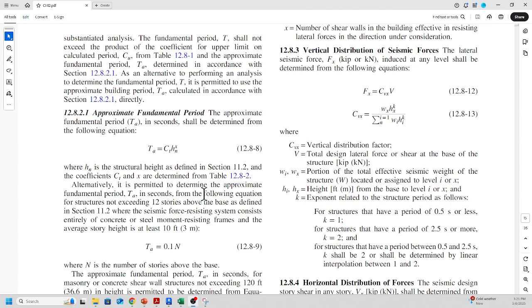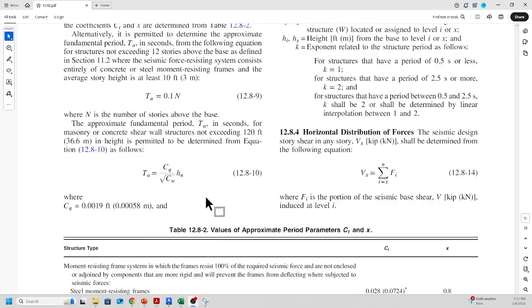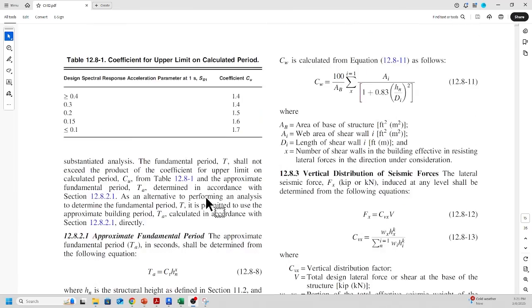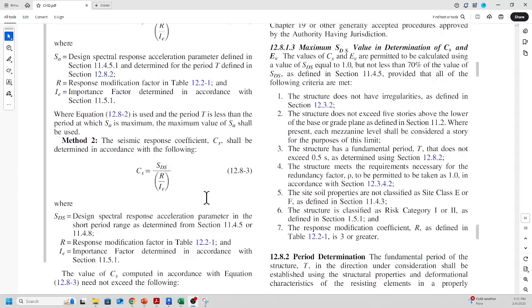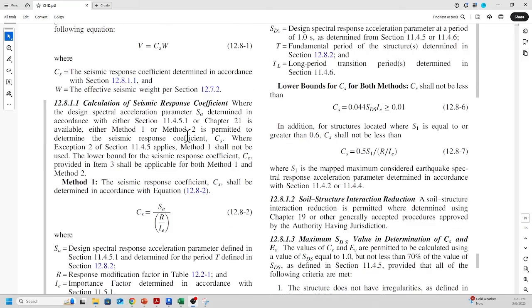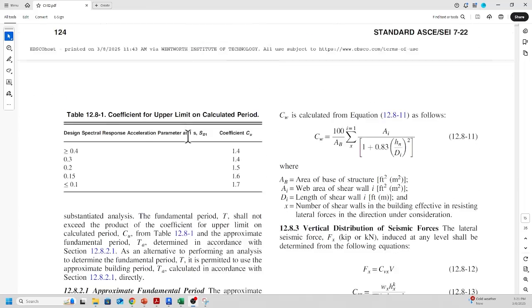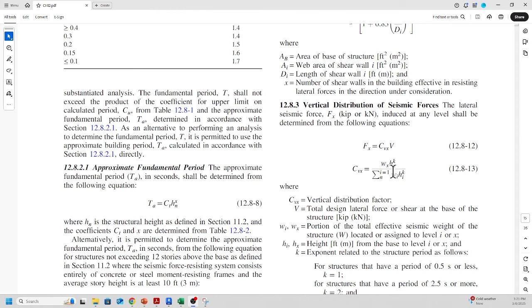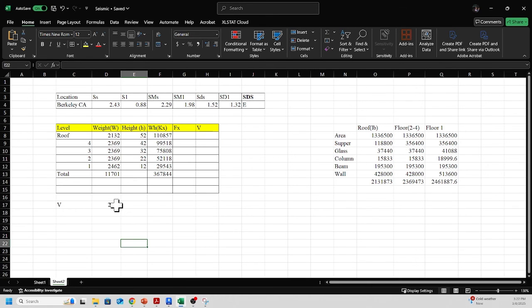And we're calculating V. We already did V. What's up here someplace? Right here, we did that. So then we're going to go ahead and calculate these two. What I mean by that, let's see the Excel sheet here. So our V basically is equal to 0.19 times the total weight of the building. So that's our V.